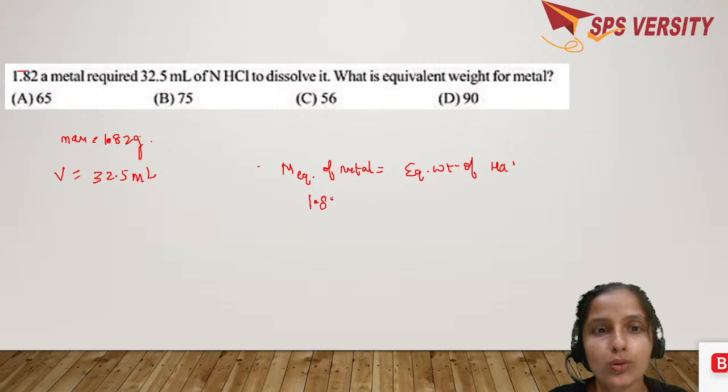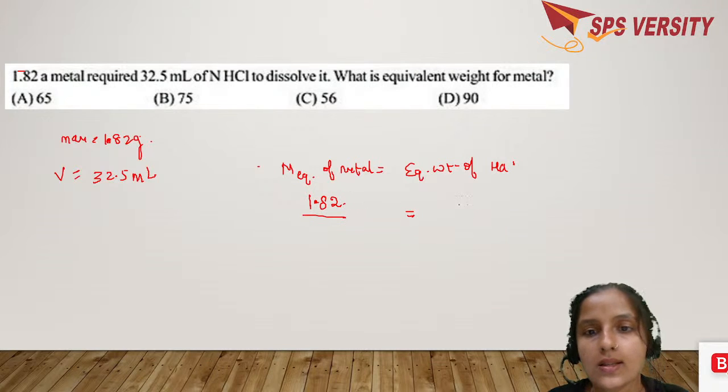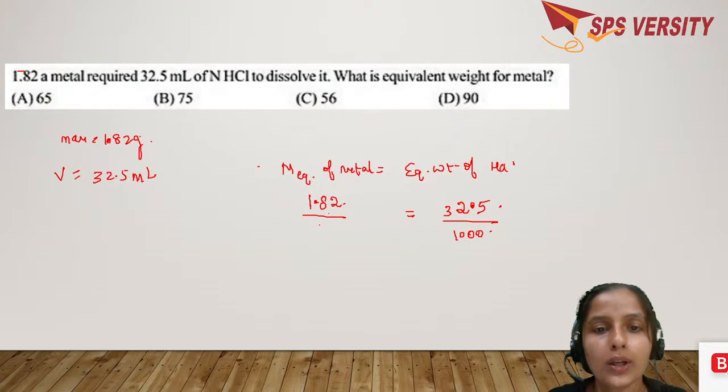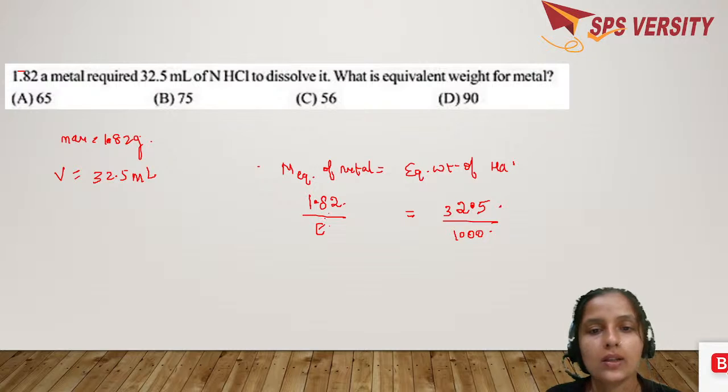So 1.82 grams, and this is 32.5, a volume divided by 1000. You convert it to liter. 1.82 divided by its equivalent weight. Equivalence. So you multiply this and you rearrange this.